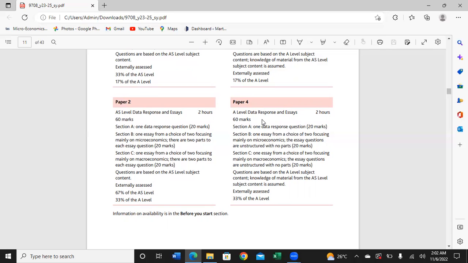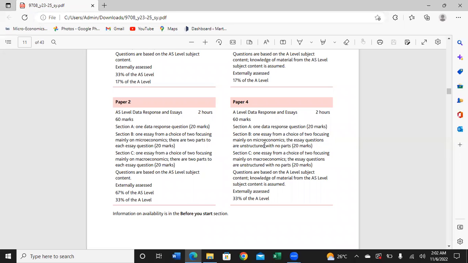So now we come towards paper 4, where previously it had 70 marks. Now the marks for paper 2 and paper 4 are the same, timings are also the same, and the sections are also the same, A, B, and C. The same structure as AS level: the data response question of 20 marks from the A2 topics, and section B, one essay from a choice of two, focusing mainly on microeconomics, like the first three units of the A2 syllabus.